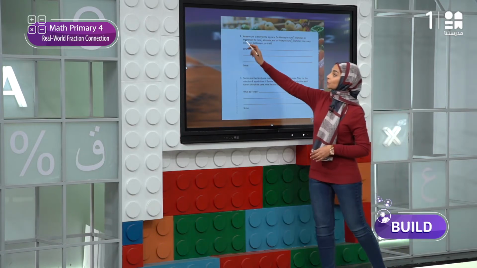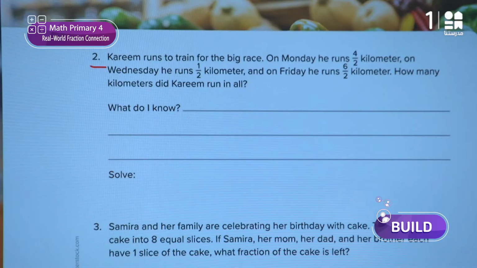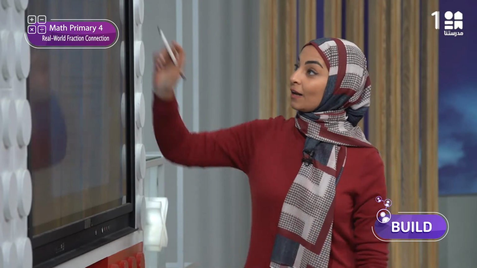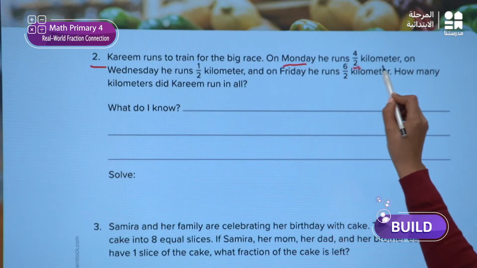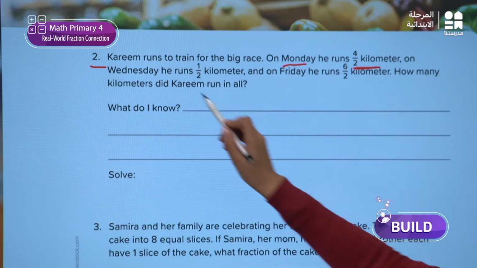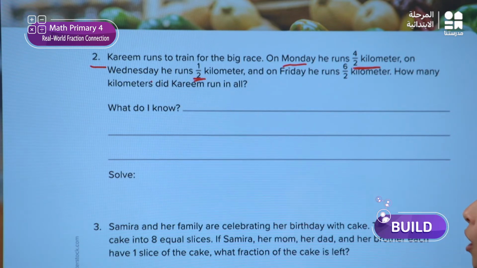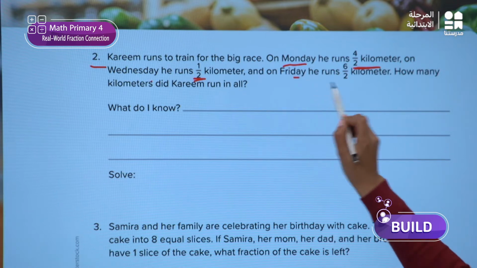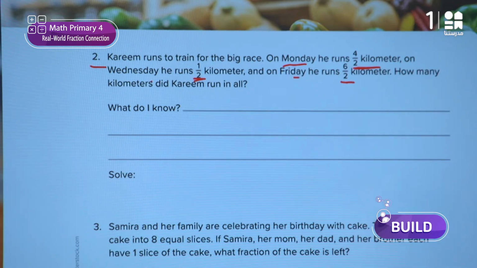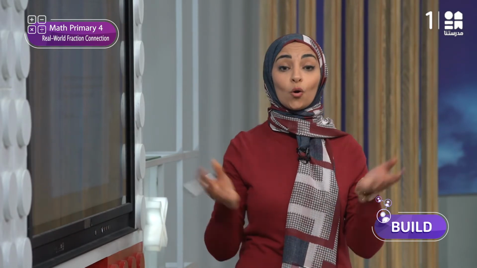Here is problem number 2 as you see here. Now, Karim is running to train. Karim was running to train himself for the big race. He ran on Monday 4/2 kilometers. And also on Wednesday he ran half a kilometer. On Friday he ran 6/2 kilometers. So what does the question say? You want to find the whole distance Karim ran in kilometers.